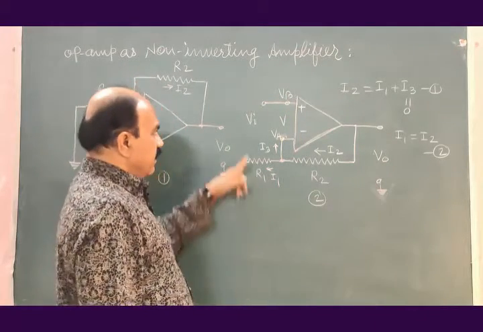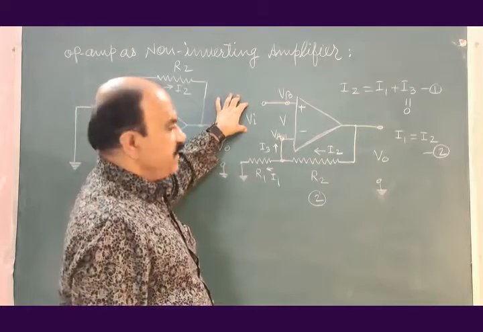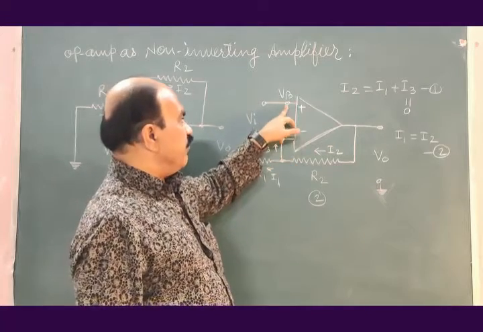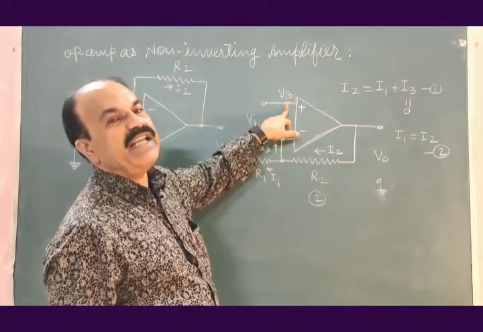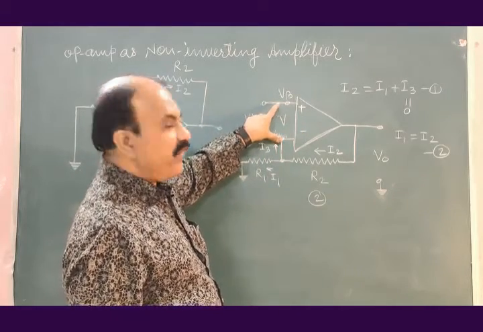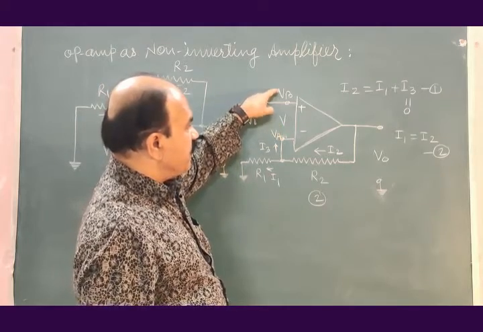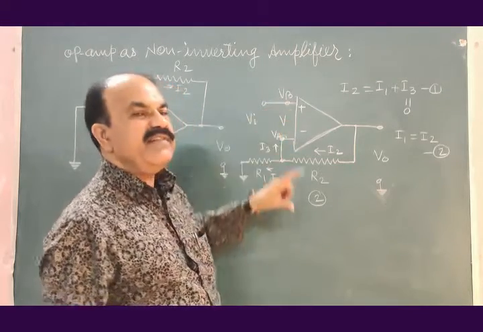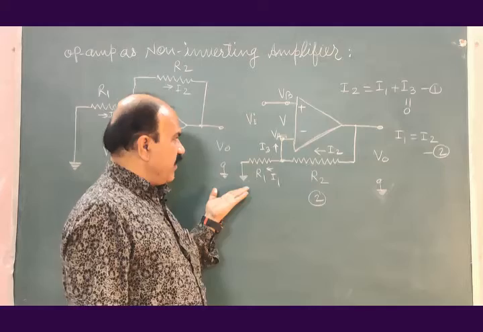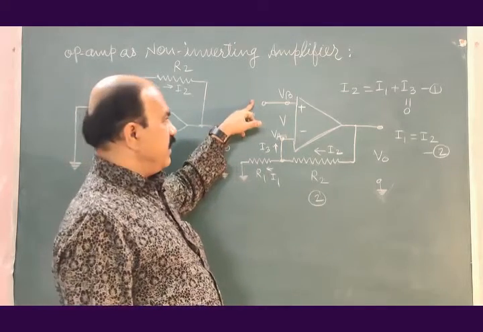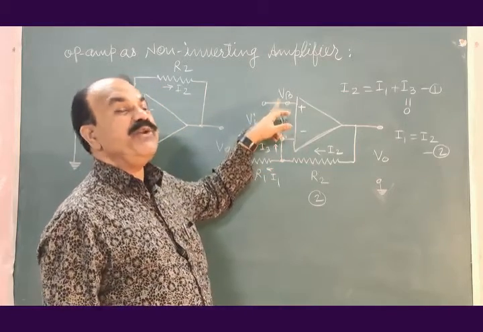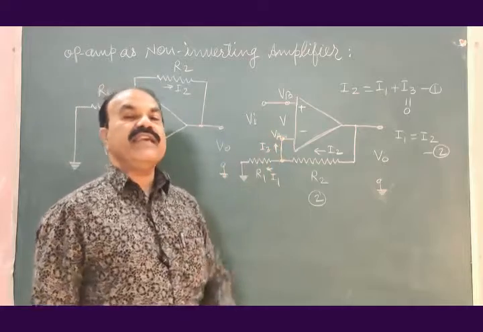Now Vi is the input voltage applied, Va is the voltage at the inverting input, Vb is the voltage at the non-inverting input, and V is the difference of voltage, that is the difference of Vb and Va, present between inverting and non-inverting terminals. This is ground level, this is higher level, this is lower level. It means that voltage Vb should be equal to V plus Va.